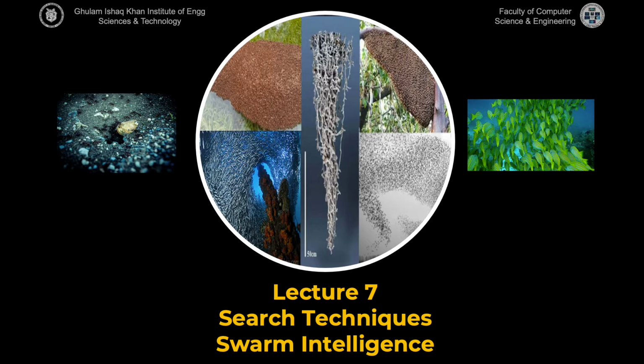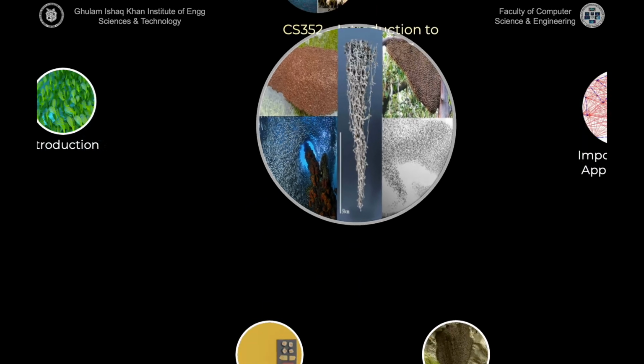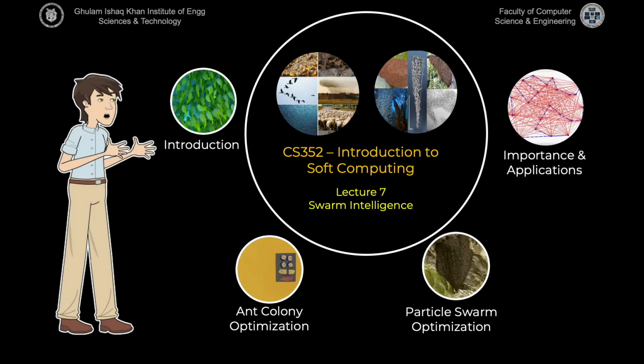Where we will discuss the swarm intelligence techniques in the course of CS352 Introduction to Soft Computing. I have divided lecture 7 into 4 different subtopics. At first, I'll introduce you to the concept and definition of swarm intelligence and the various properties and background that is necessary to learn more about swarm intelligence techniques.